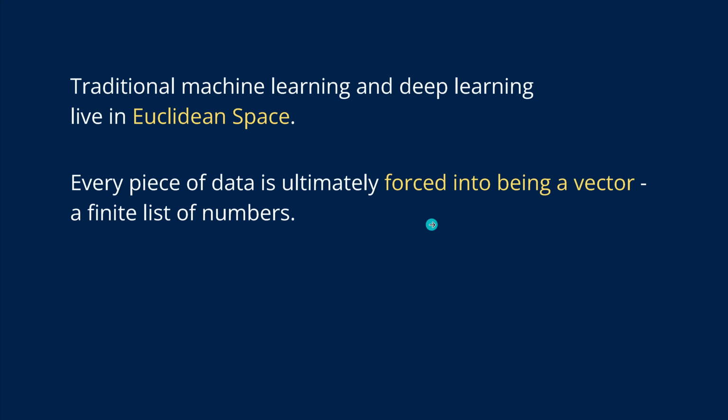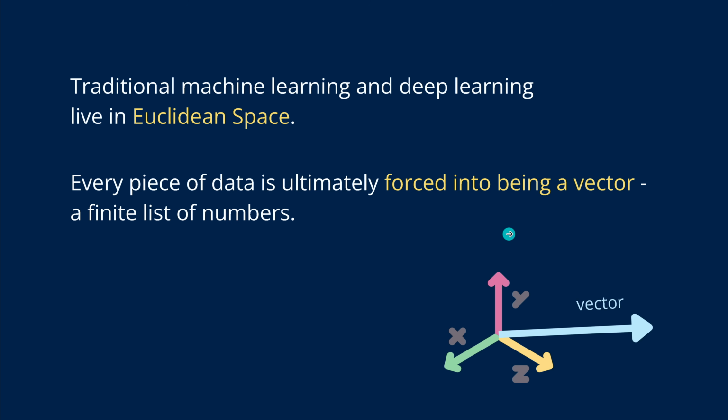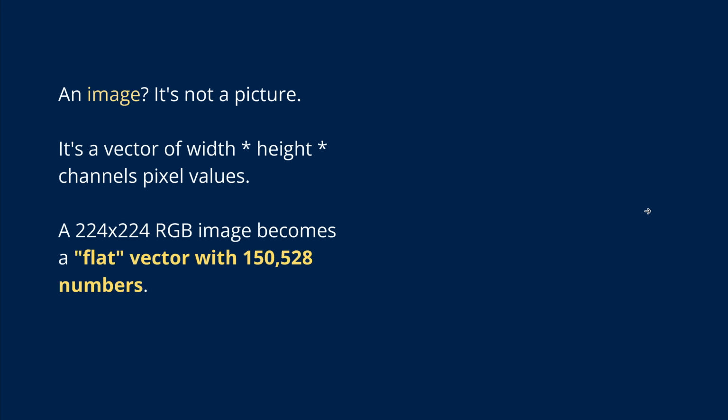Every single piece of data that we have, from language to image to video to sound, is forced to become a vector. This means a finite list of numbers. If we think about a three-dimensional coordinate system, we have a vector with x, y, z coordinates, and a basis. Great. But an image is not such a picture. An image is now a vector with a width, a height, and a channel, and we have the values for those. So a 224 times 224 RGB image becomes a flat vector with about 150k numbers.